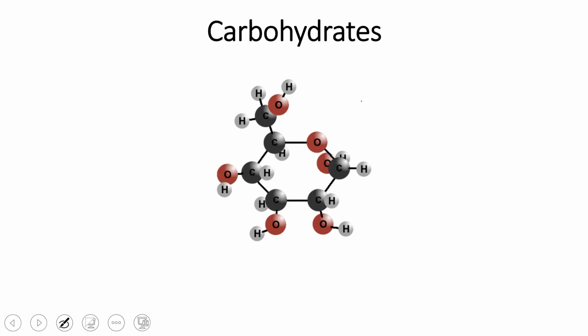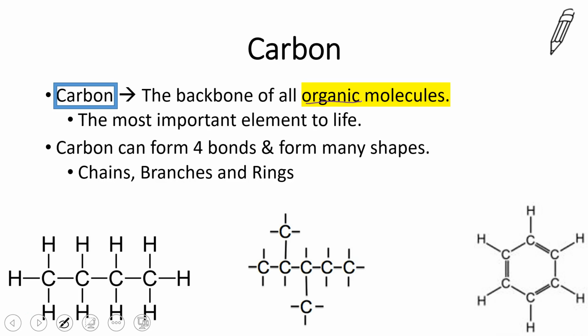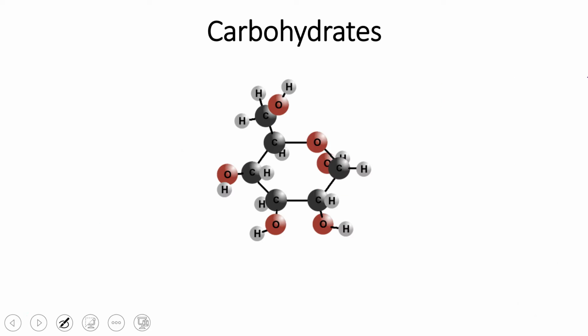It's the most important element to life, and it can form up to 4 bonds in many different directions and shapes. So carbon can form chains like this. It can form branches like this shape, or it can form rings. Carbon is very, very versatile, and because of that, carbon allows a lot of different molecules to be made and exist. So carbon is the backbone for all life, and please take note of this slide.